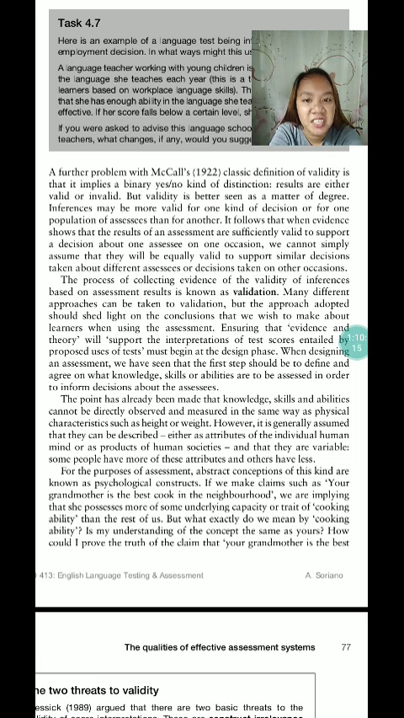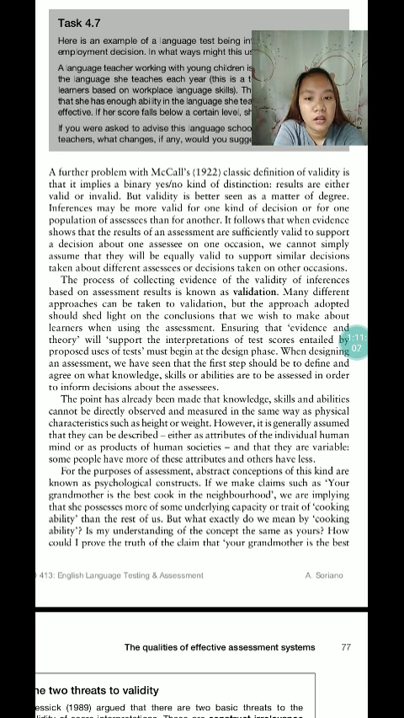The process of collecting evidence of the validity of inferences based on assessment results is known as validation. Many different approaches can be taken to validation, but the approach adopted should shed light on the conclusion that we wish to make about learners when using the assessment, ensuring that evidence and theory will support the interpretation of test scores entailed by supposed uses of tests. This must begin in the design phase. When designing an assessment, we have seen that the first step should be to define and agree on what knowledge, skills, or abilities are to be assessed in order to inform decisions about assessees.